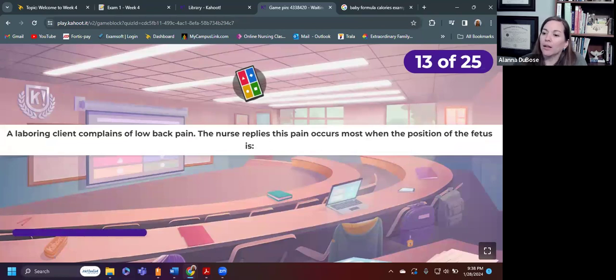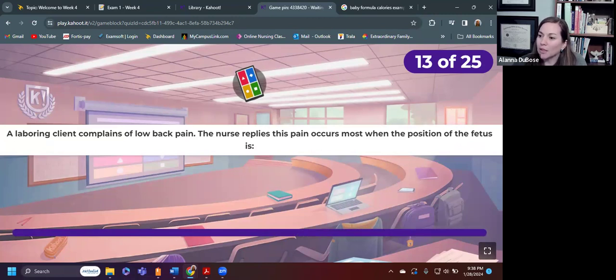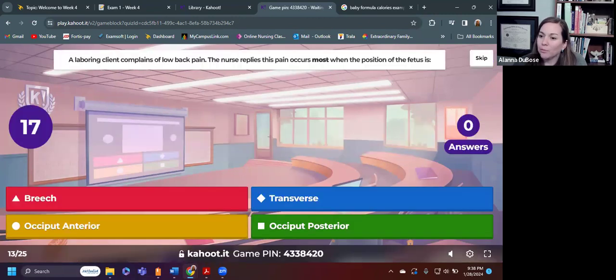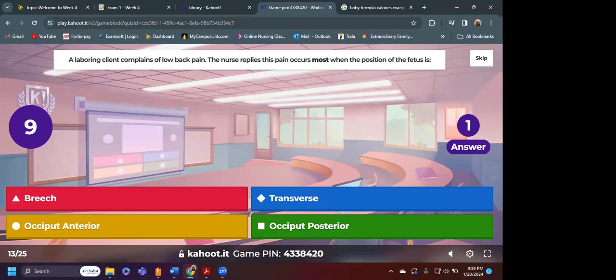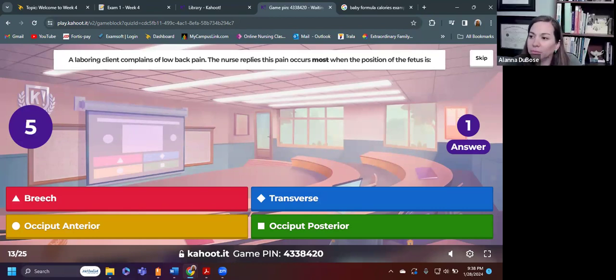A laboring client complains of low back pain. The nurse replies, this pain occurs most when the position of the fetus is: red, breech; blue, transverse; yellow, occiput anterior; green, occiput posterior. Green. Good. Yes. So she's experiencing back labor, right?